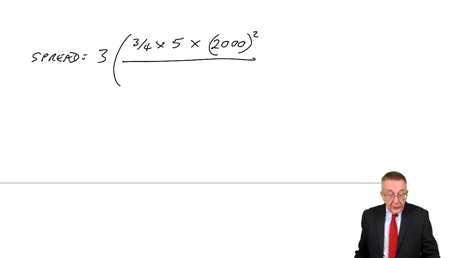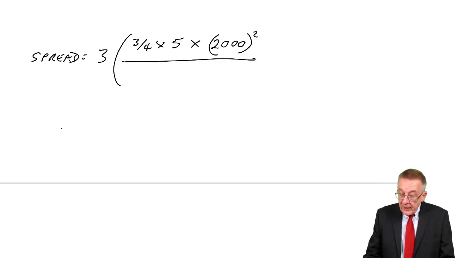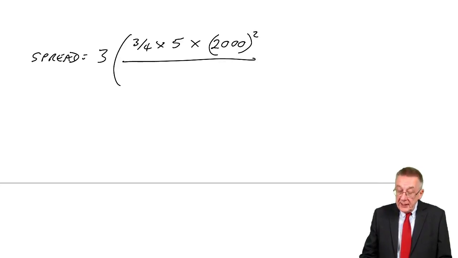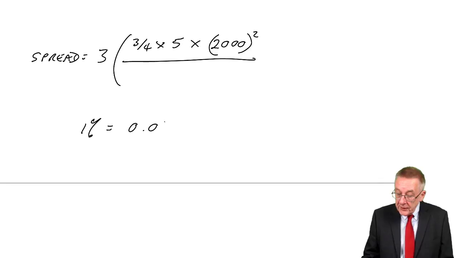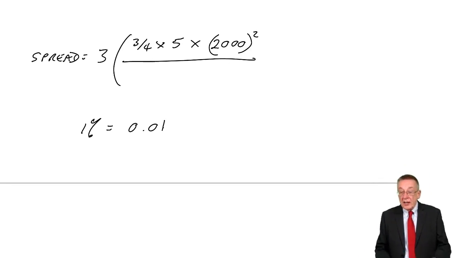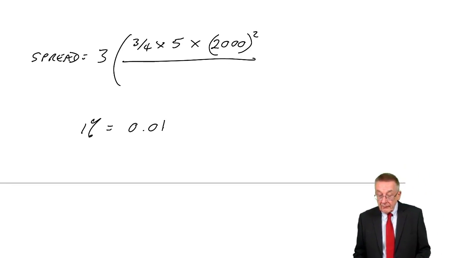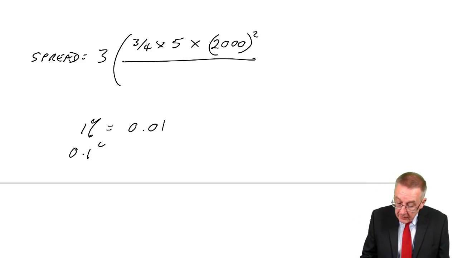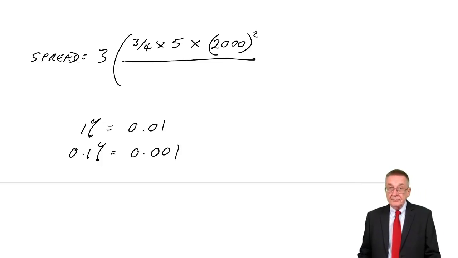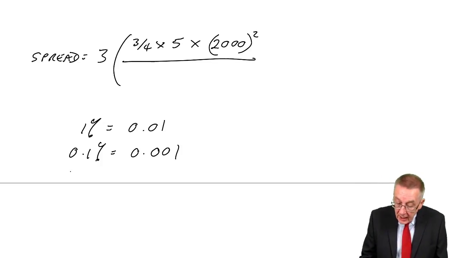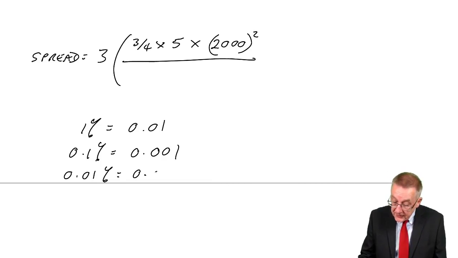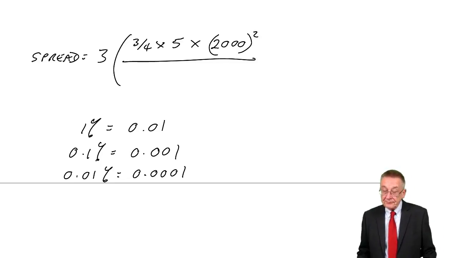Now here, be very careful. You should already be aware from earlier lectures, 1% is the same as 0.01. 0.01 is 1%. 0.1% is 0.001. 0.01% is a tenth of that. It's 0.0001.